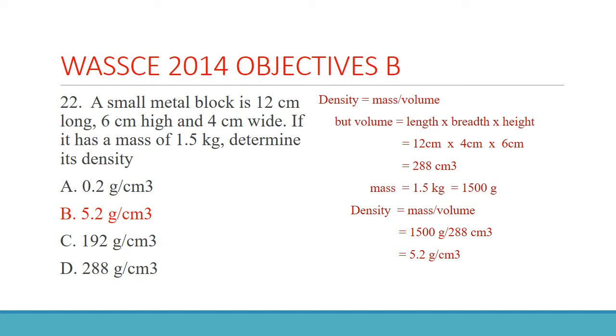So density is equal to mass over volume. So 1500 grams over 288 cm³. I'll say this again. If you use 1.5 divided by 288, you might get an answer. The truth is that when you get the answer, it is likely that the answer will be part of the possible answers. You see, these are just some of the tricks that students find themselves victims of.